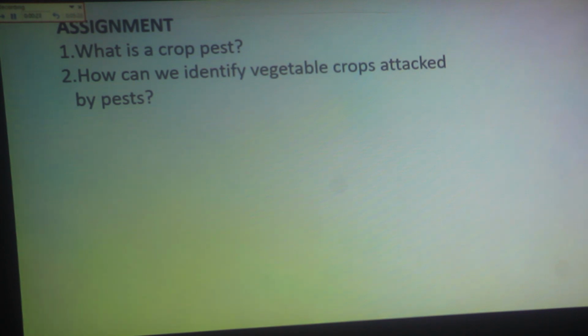Having taken you through what is the meaning of a pest and how we can identify the vegetable crops attacked by pests, I leave you with an assignment. Question one: what is a crop pest? Define it and show us how you can identify a crop pest. At the same time, question number 2: how can we identify vegetable crops attacked by pests?